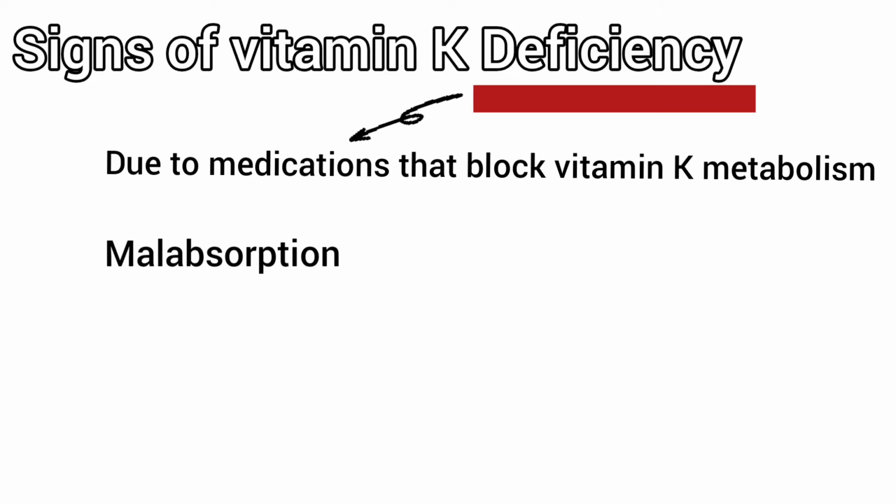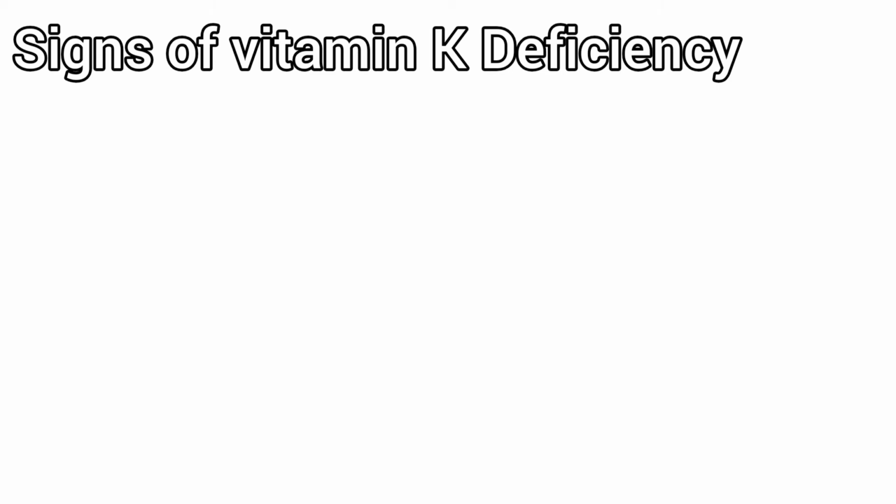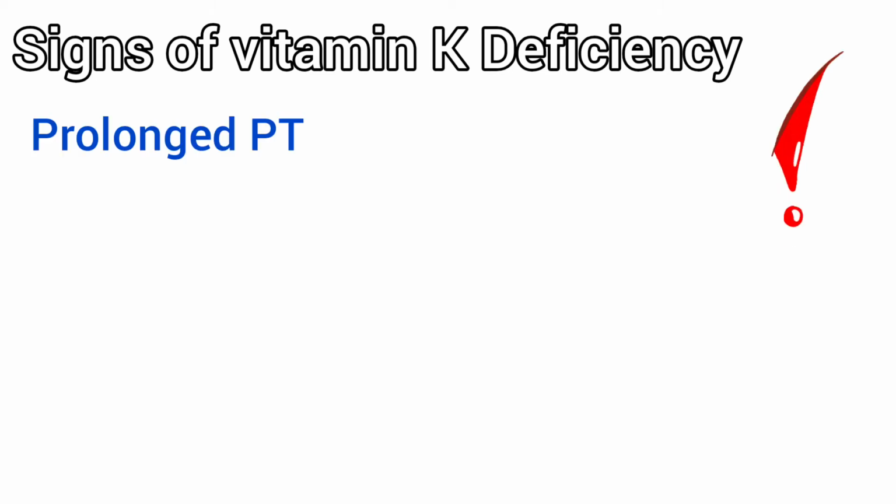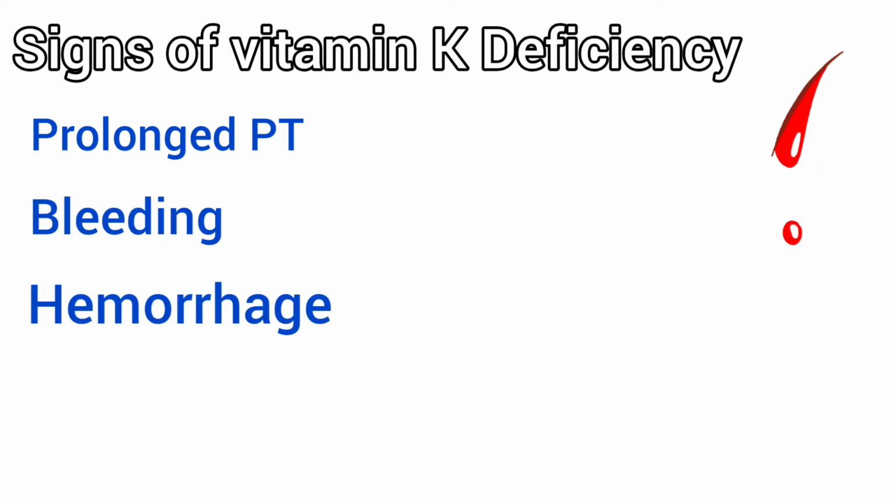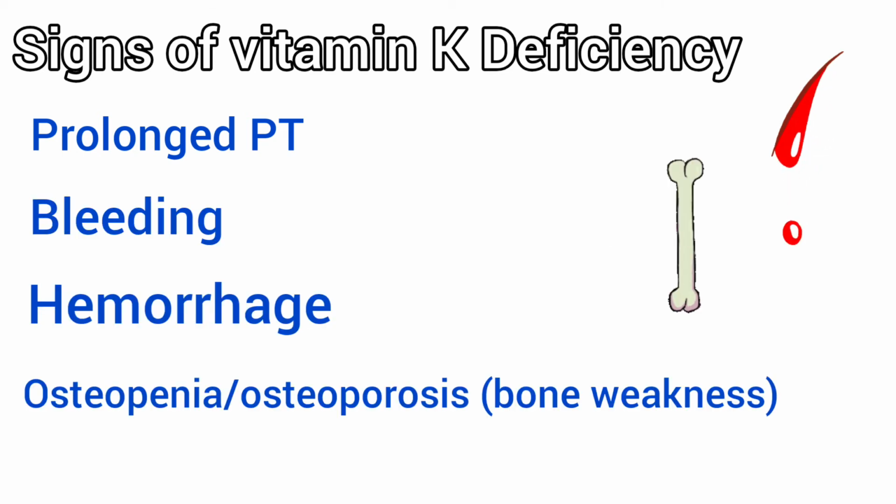A deficiency is also possible in newborn infants, which is a very critical condition, and I'm going to talk about it later. The following are the most common signs of a deficiency: a longer time for blood to clot or a prolonged prothrombin time as measured in a physician's office, bleeding, hemorrhaging, osteopenia or osteoporosis, low bone mineral density and bone weakness. As we mentioned, it affects the bones.